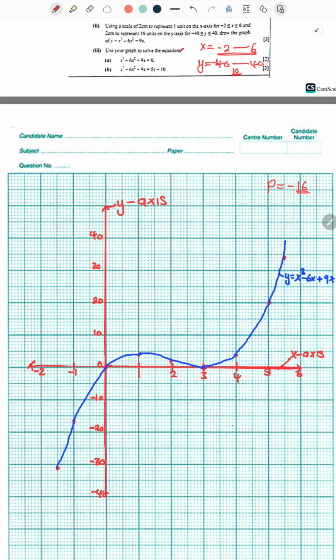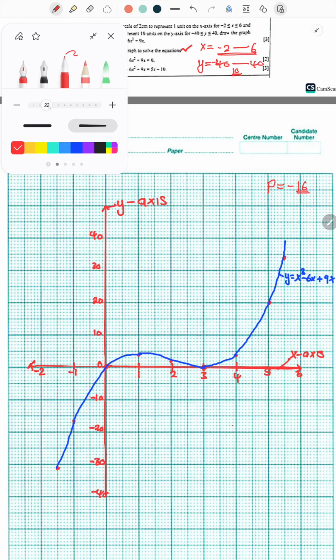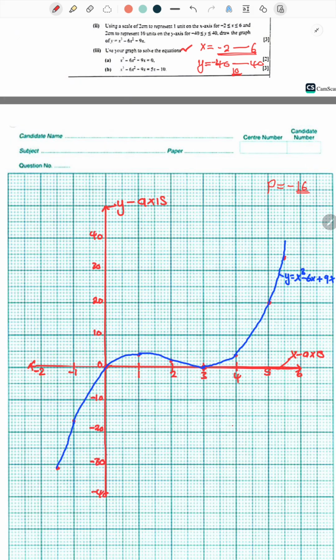They're saying use your graph to solve the first equation. The first equation is very simple. You get the equation that has been given, which is x to the power 3 minus 6x to the power 2 minus 9x is equal to 0. You are going to get your original equation again, which is going to start with x cubed minus 6x squared plus 9x, then equate it to y because you had y there.